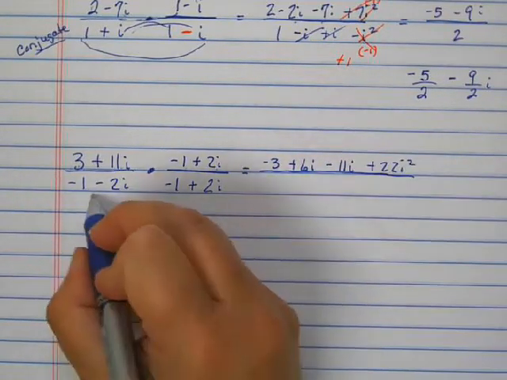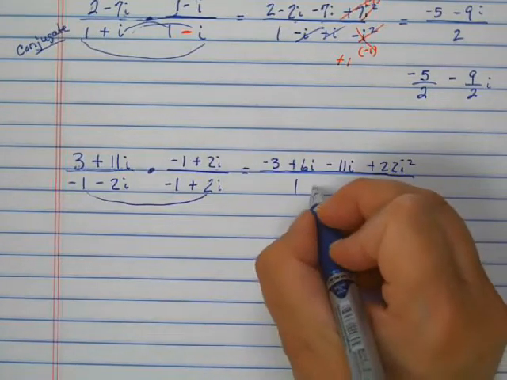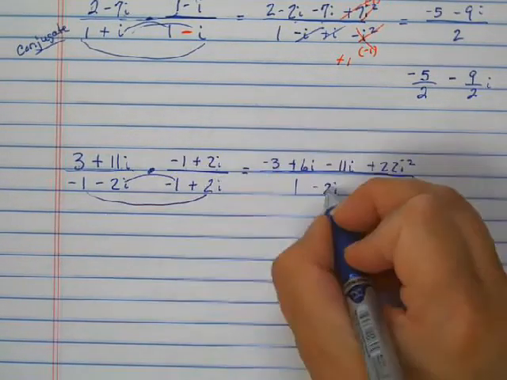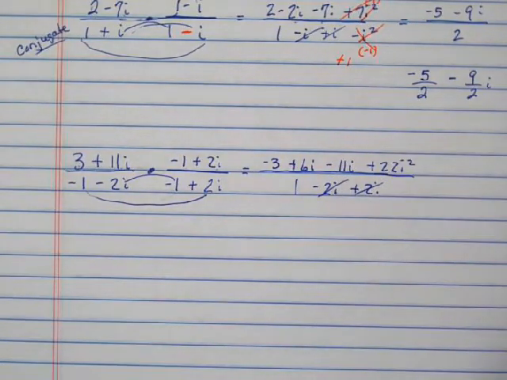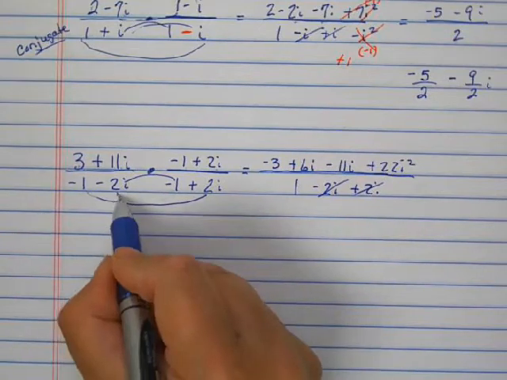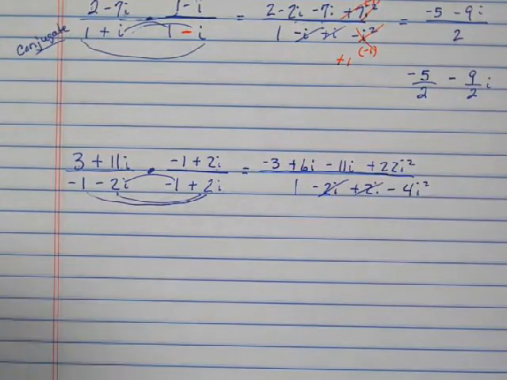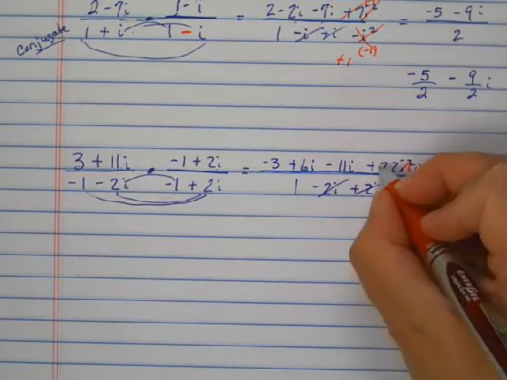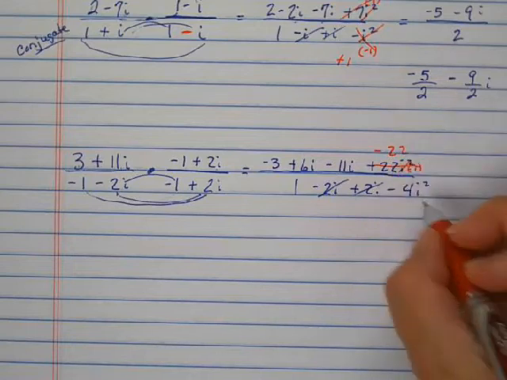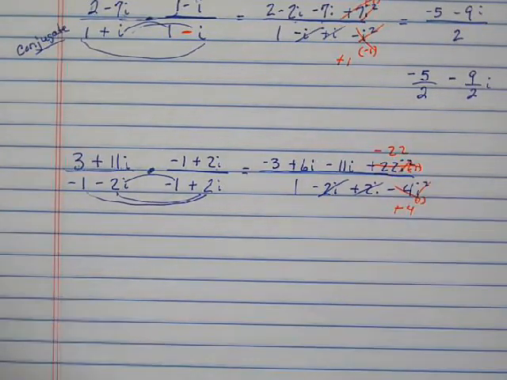In the denominator, negative 1 times negative 1 is 1, minus 2i plus 2i. Good, these are just opposites. They're going to cancel. That's what I wanted to happen. And then minus 4i squared. And i squared turns into negative 1. So on top, this whole thing turns to minus 22. On the bottom, i squared is negative 1, so this turns to plus 4.